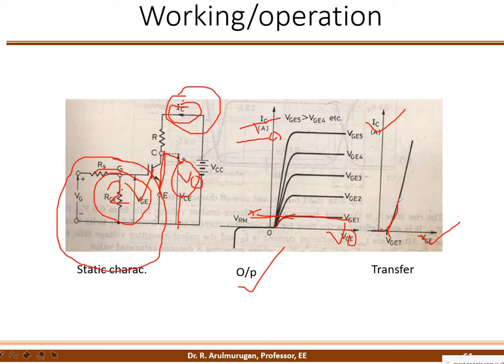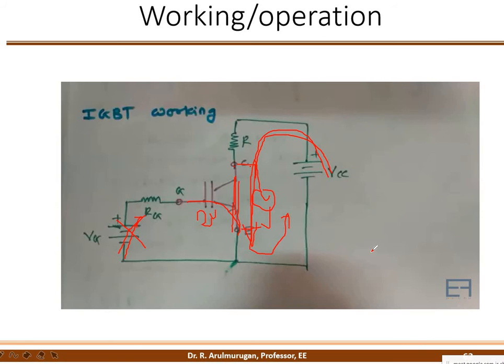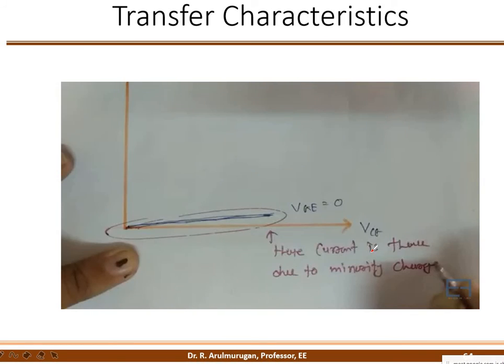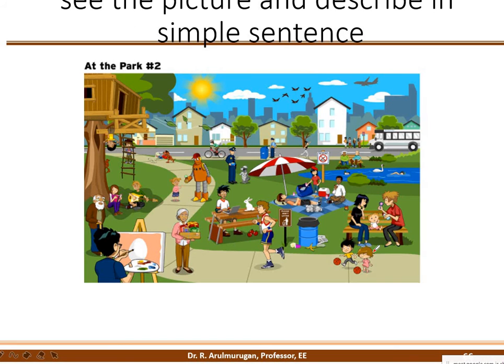If you increase further, the output current increases. The input voltage is maintained, because the device is already triggered enough, so the output current increases. Okay, fine. So this is about the static characteristics. Next, we are going to see the dynamic characteristics, or switching characteristics.